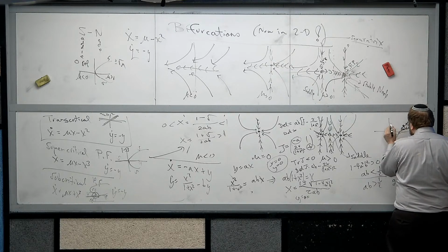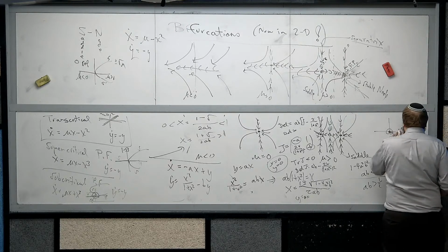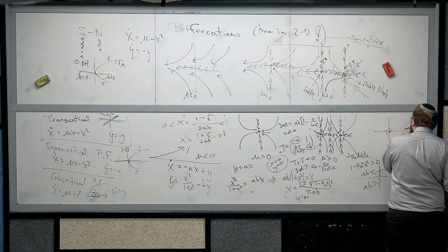And now it flows this way. It flows to here. Actually, the origin is on the same line. The 3 fixed points are on the same straight line. They're all on the same straight line, yes, because y equals ax. Right. So we have this and that.